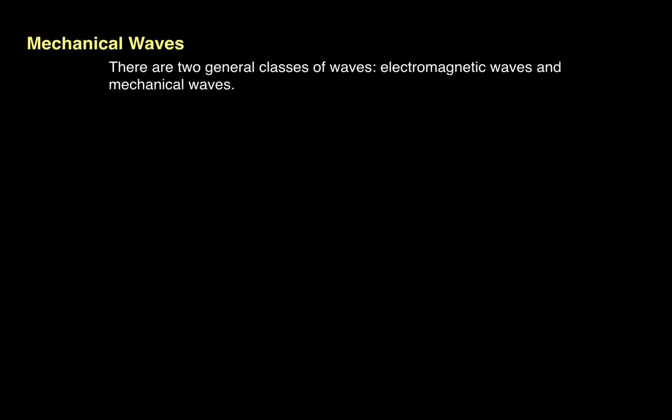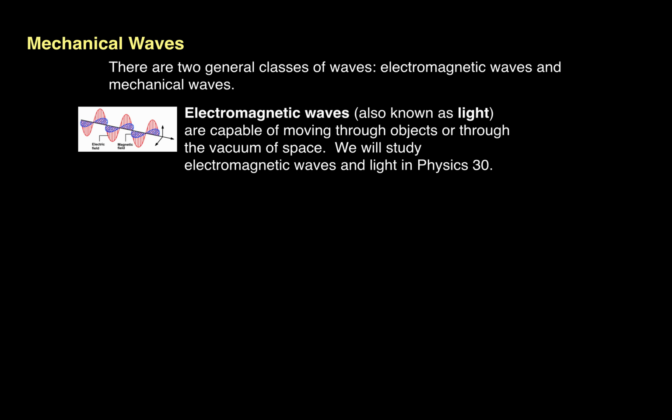There are two general classes of waves: electromagnetic waves and mechanical waves. Electromagnetic waves, also known as light, are capable of moving through objects or through the vacuum of space. We will study electromagnetic waves and light in Physics 30.